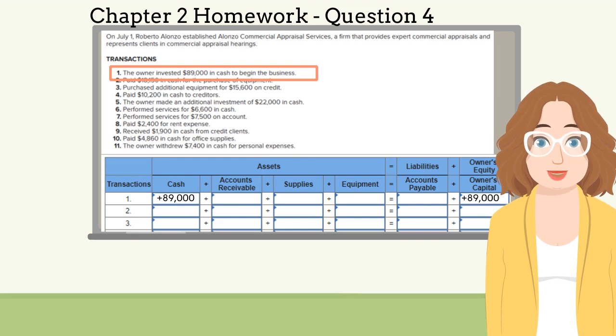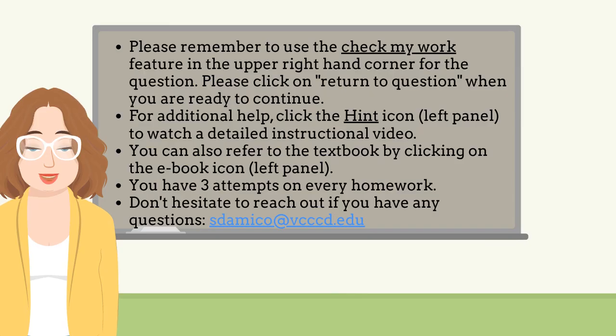The second business transaction that we need to analyze is for the purchase of equipment for $18,150. The business cash decreased, but the business now has more equipment. Let's write plus $18,150 for equipment and minus $18,150 for cash.